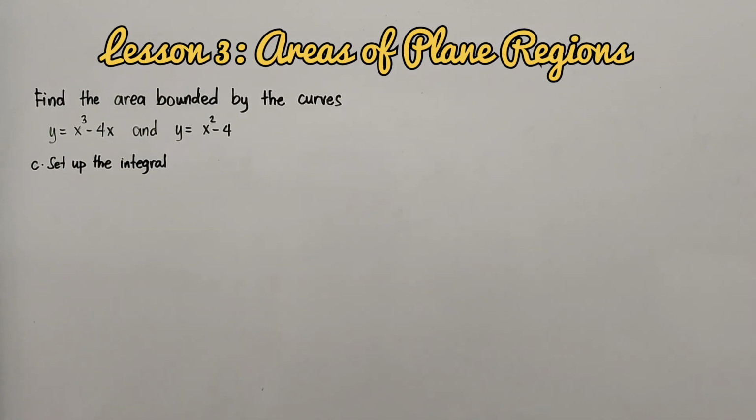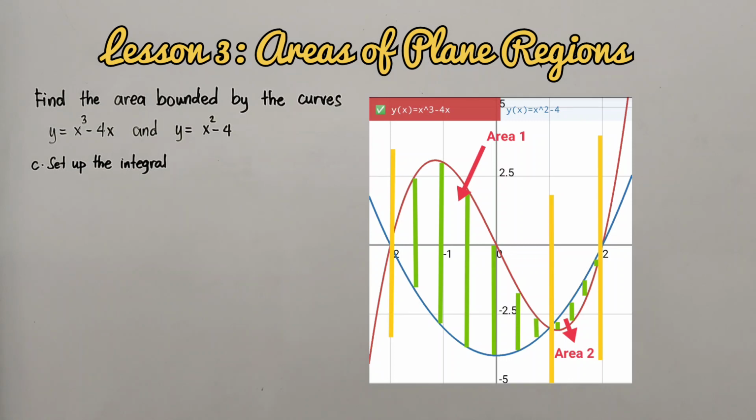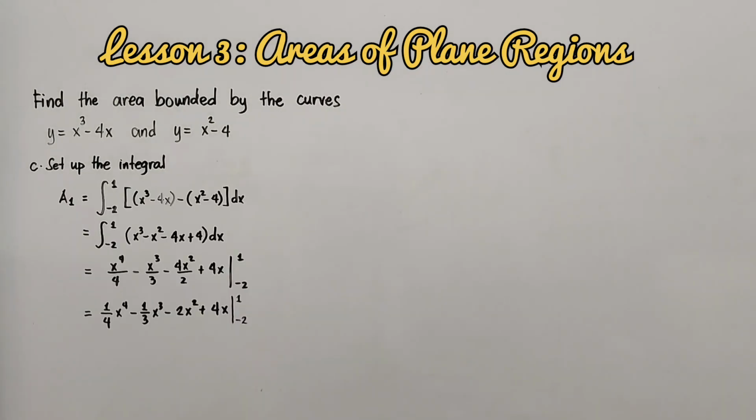For our third step, take note of this graph. The graph is divided into two regions using the three vertical lines. Therefore, to get the area bounded by these two curves, we need to add the areas of these two regions. The first region is from negative 2 to positive 1, and the second region is from positive 1 to positive 2.